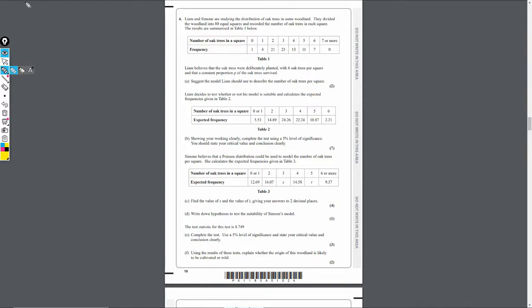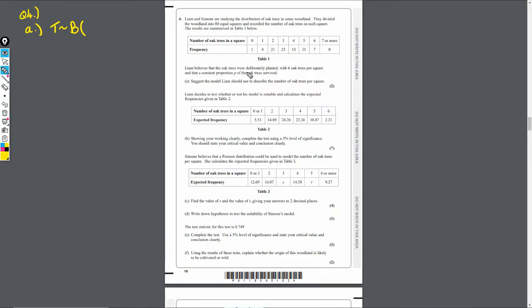So, question 4a, what is the distribution here? Well, if I put T for the trees, the key here is where it says constant proportion. Remember, when we're looking at distributions, if you ever see the fact that it's in proportion, it's more than likely always going to be binomial. So we know this is going to be a binomial distribution. Okay, so T is distributed binomially.